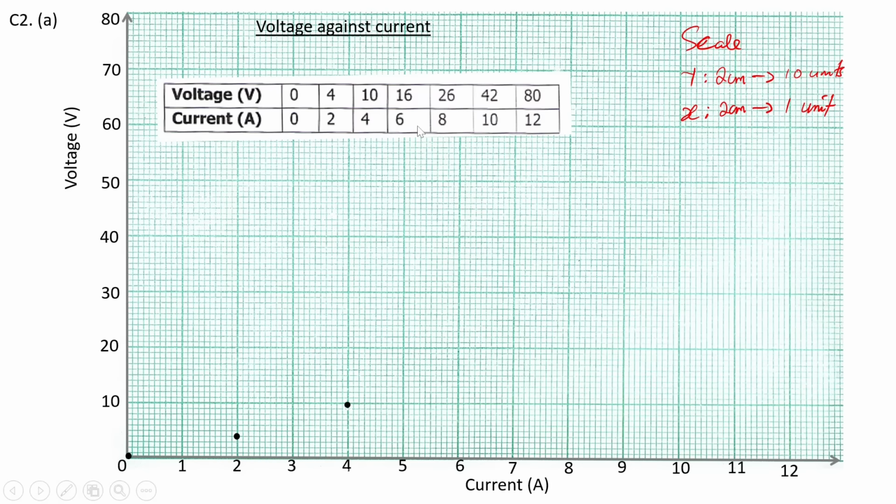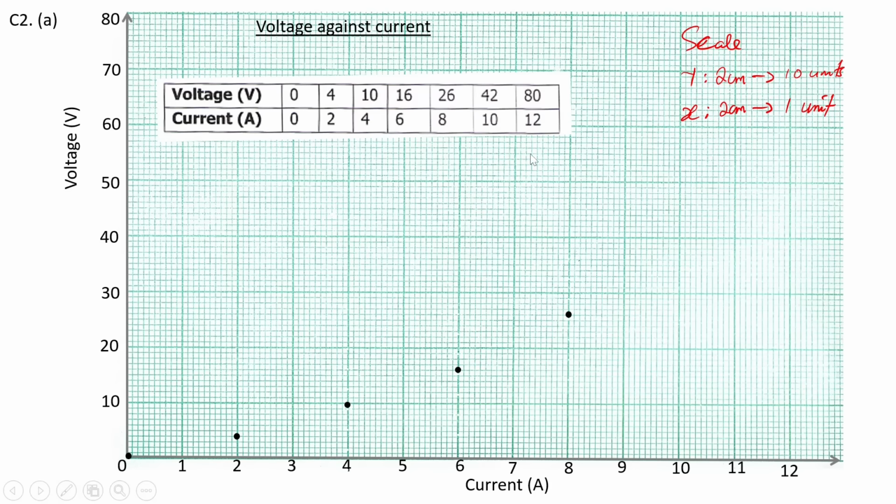Okay. Then you come to 6, 16. 6 is here. This is 10 here. 11, 12, 13, 14, 15, 16 there. So you follow this 16 up to 6 here. Then you have 8, 26. So 8 is here. 20 is here. 20, 21, 22, 23, 24, 25, 26. So you follow that one. You find that it is there.